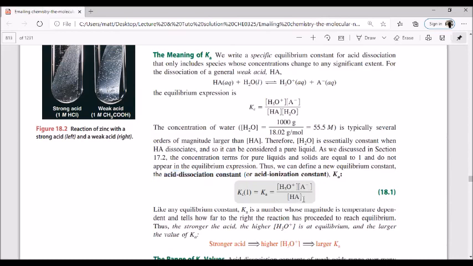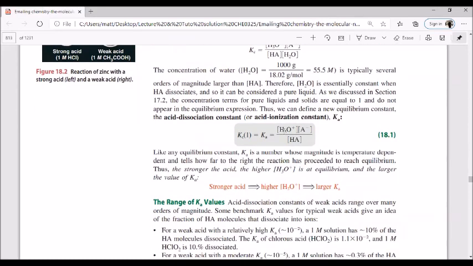So you look here. What is the relationship between the Ka value and the hydronium ion concentration? Directly proportional or inversely proportional? Ka and hydronium ion concentration.